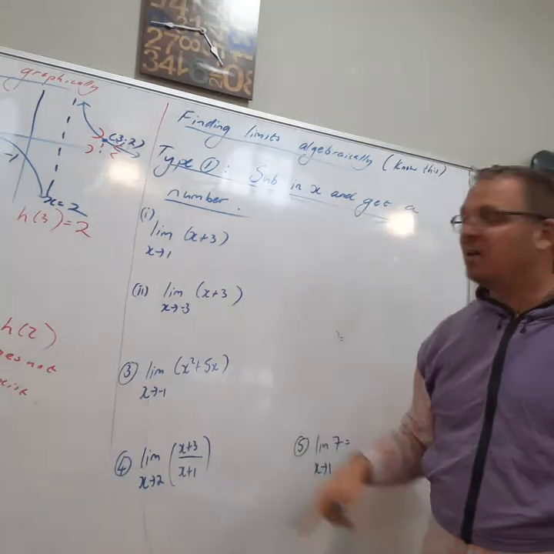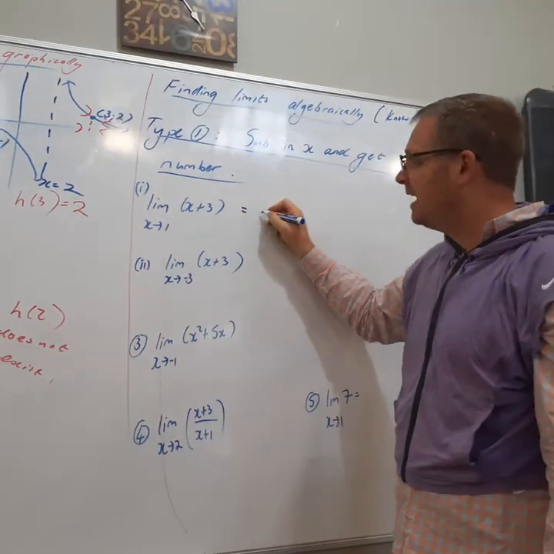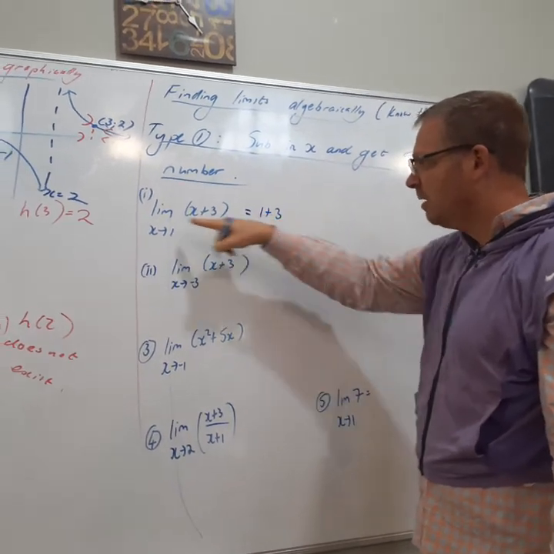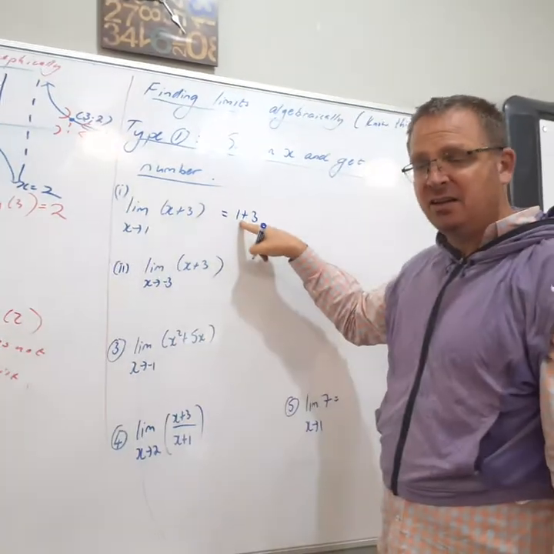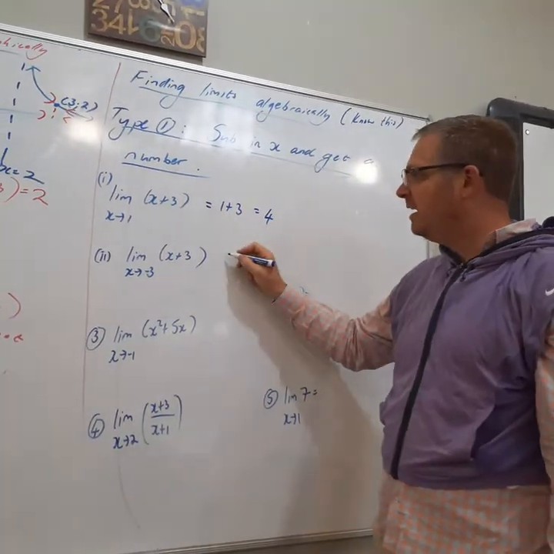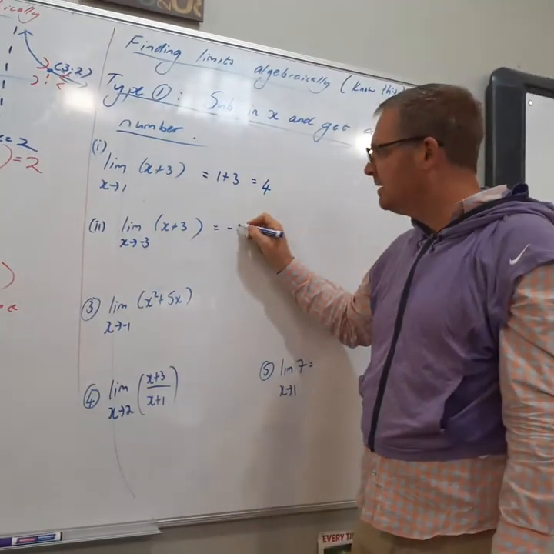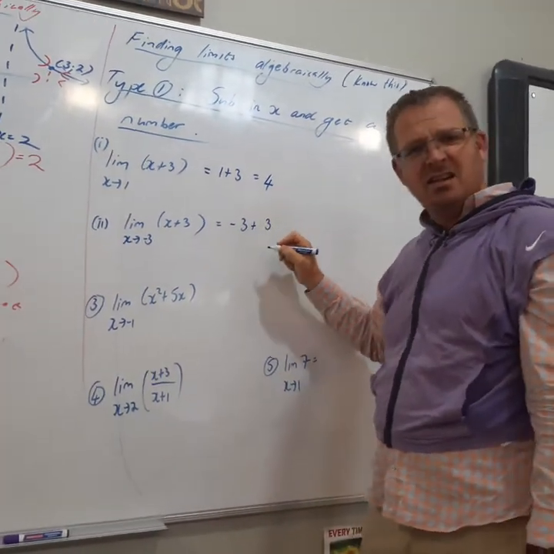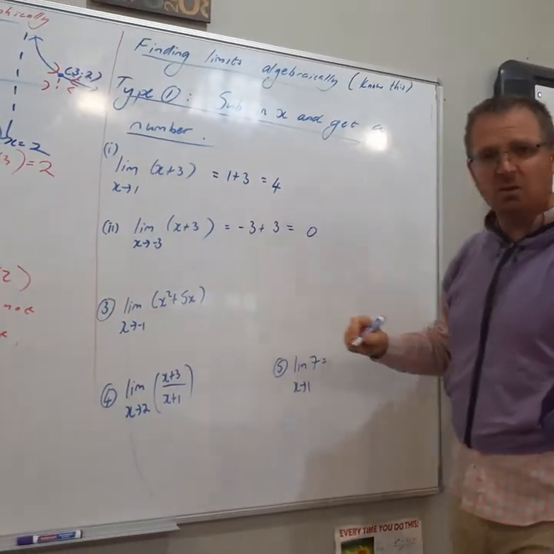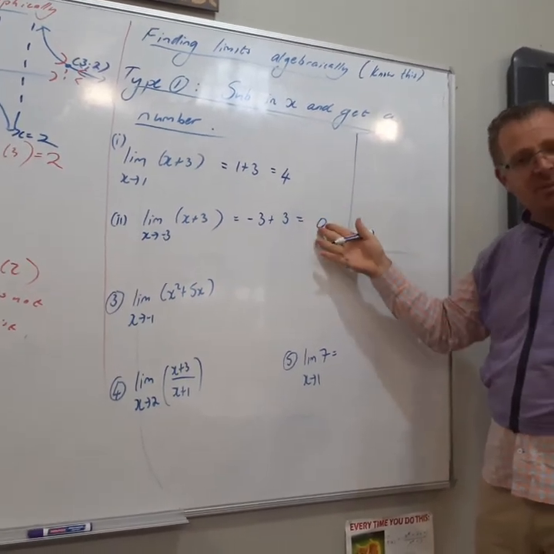So, if I said to you, what is the limit as x tends to 1 of x plus 3? It's equal to 1 plus 3. We replace x with the 1. We drop the limit notation once we've subbed in, which is equal to 4. And what is the limit as x tends to negative 3 of x plus 3? It's going to be negative 3 plus 3, which is 0. That's all you need to know how to do. If you sub in and you get a number, that's your answer.